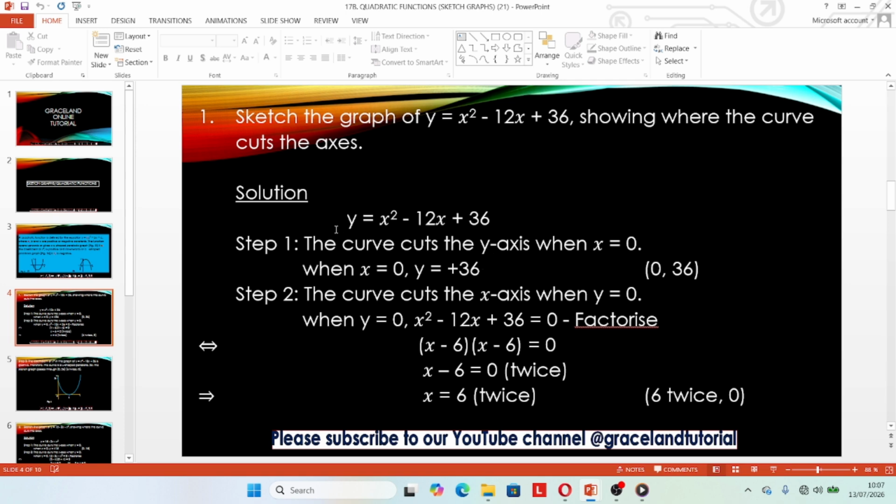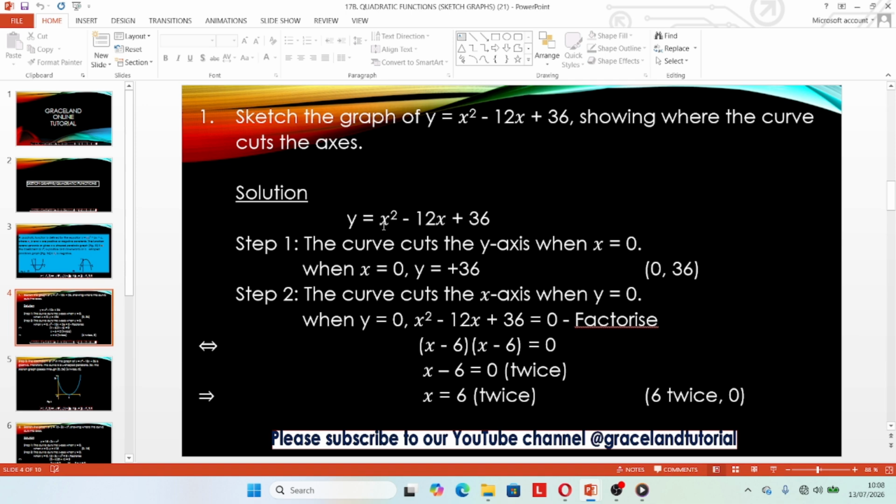Now to do that, let's look at the equation again. Y is equal to x squared minus 12x plus 36. I'm going to solve this in 3 steps. Step 1. The curve cuts the y-axis when x is equal to 0. When x is equal to 0, replace this x with the figure 0.